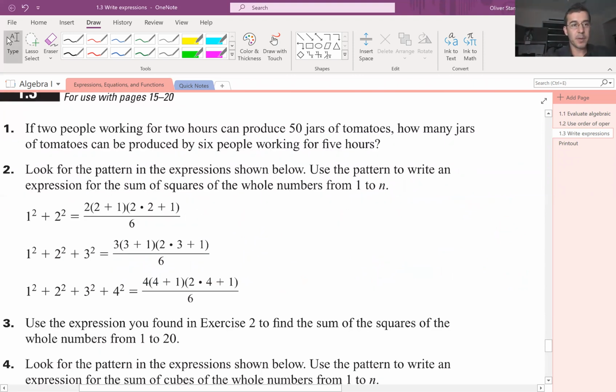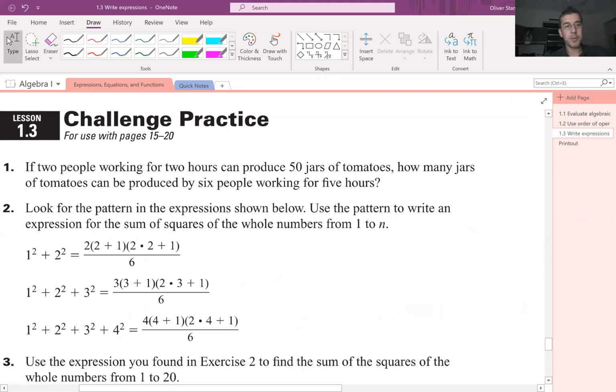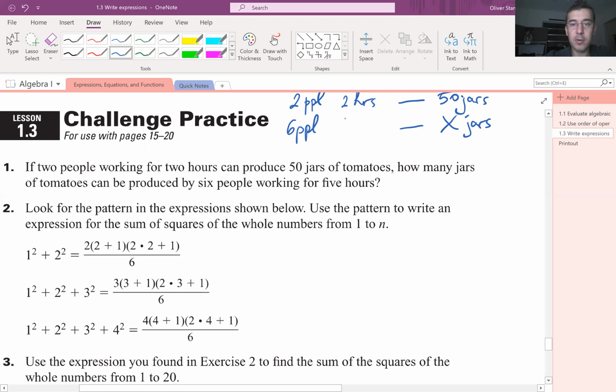Okay, so the first problem is, if 2 people working for 2 hours produce 50 jars of tomatoes, how many jars, so X jars, of tomatoes can be produced by 6 people working for 5 hours?